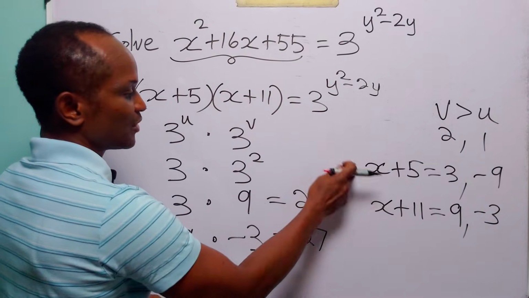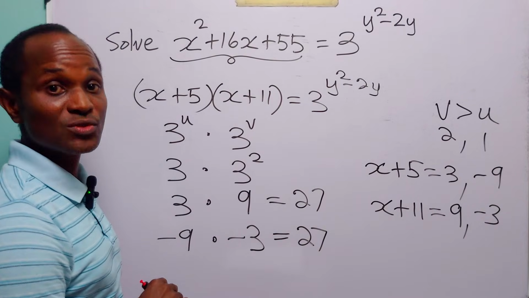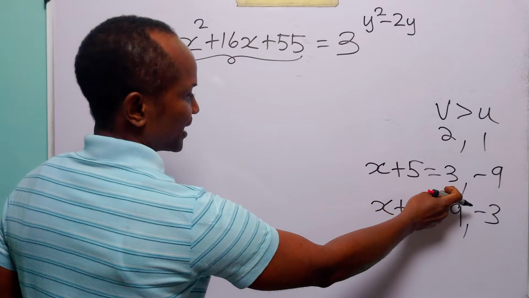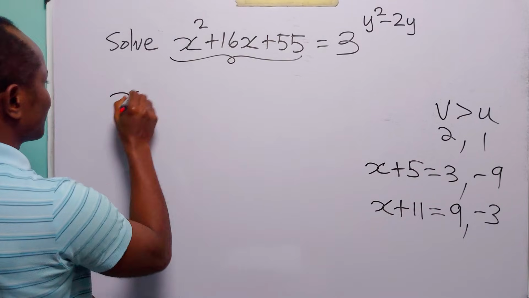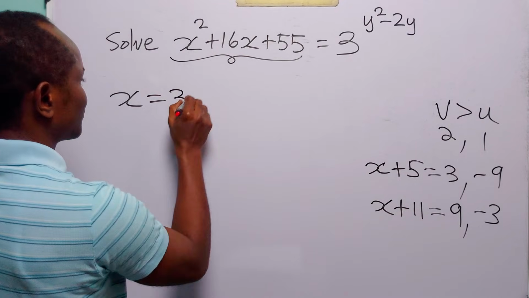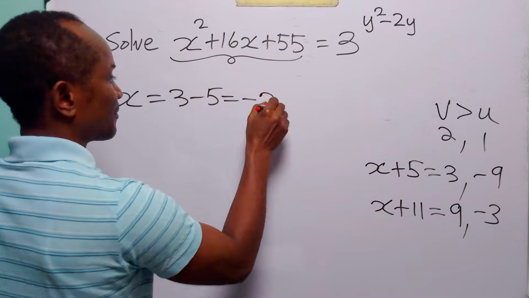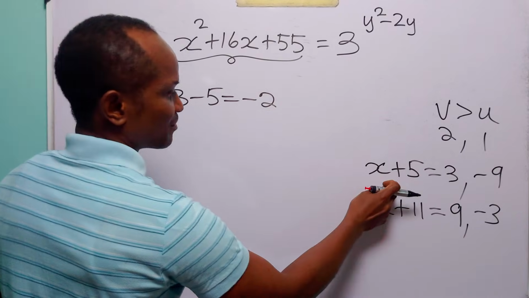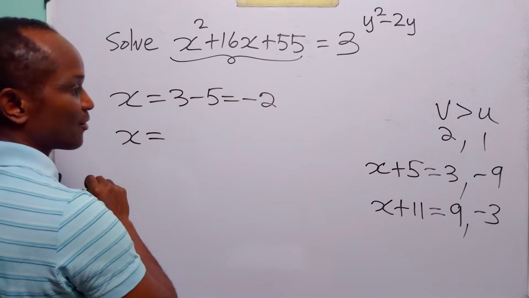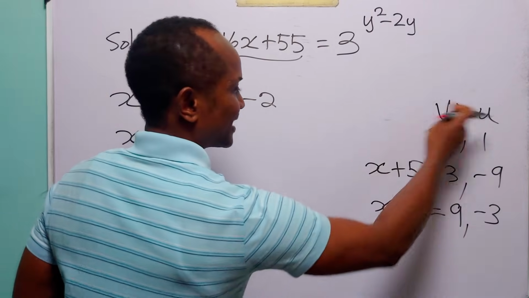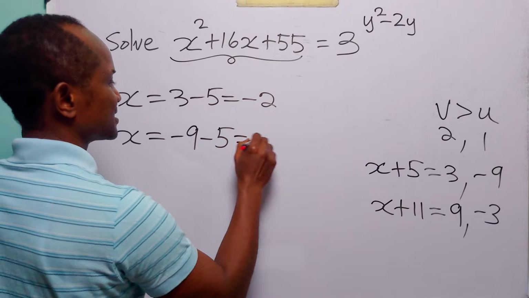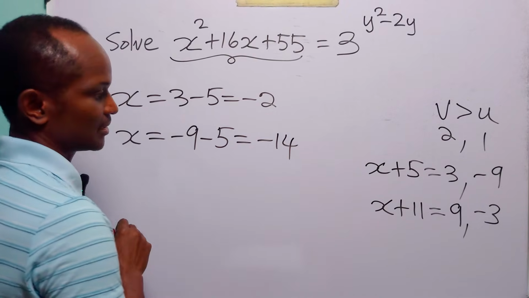So from these two equations, we can find the values of x. When x plus 5 is equal to 3, we have that x is equal to 3 minus 5, which is minus 2. When x plus 5 is equal to minus 9, we have that x is equal to minus 9 minus 5, which is equal to minus 14.